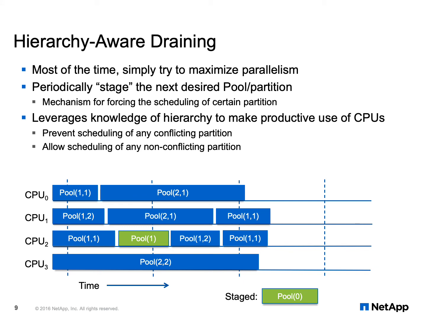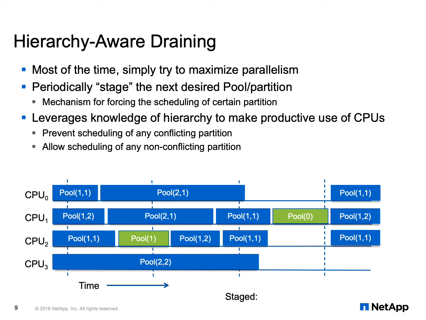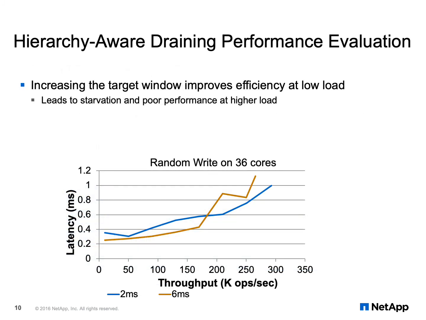That happens again when CPU 3 finishes its partition again. And finally, the last data partition finishes and the staged partition can be run now. So here we did have significant wasted cycles during draining because we were scheduling a partition at the root of the hierarchy. Eventually this partition will finish, and now we're safe to run any partition on any core. So now let's take a look at the performance of hierarchy-aware draining in practice.